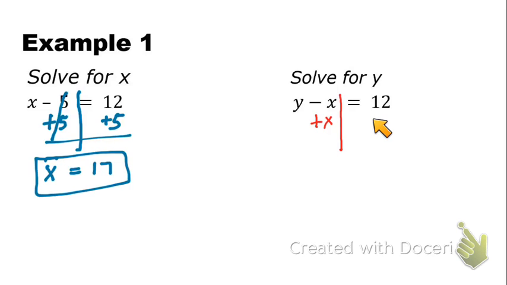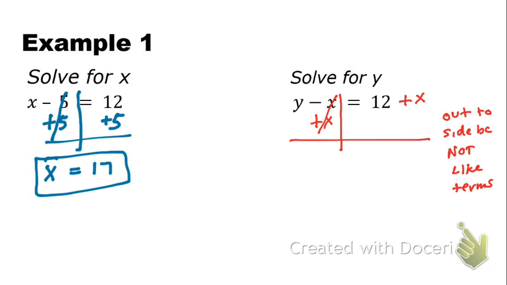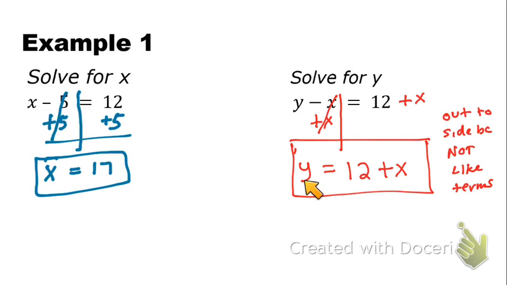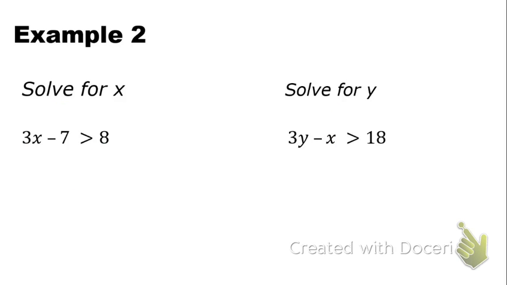Now, typically we would put it underneath the 12, like this 5. However, this is a variable, so I'm going to put it out to the side, because not like terms, okay? So then this will cancel. Then we bring down everybody and we get y equals 12 plus x. Nothing else can be done. This is your answer. Okay, so this is what we call a literal equation. We literally solved for y, in terms of x. We do not add x to this 12 because they're not like terms. All right, that's it. So let's go to example 2.